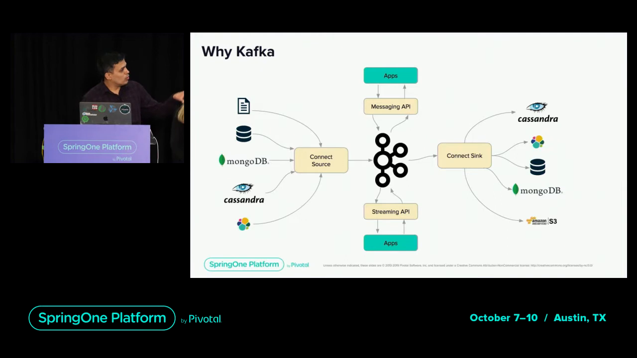This highlights the overall picture. On the left-hand side, we have Connect sources. You can take data from a variety of sources, use Kafka topics as an intermediate store, and then use the Connect sink to load the data into target systems, plus messaging APIs and streaming APIs. We're going to focus on the streaming APIs later in the demo.